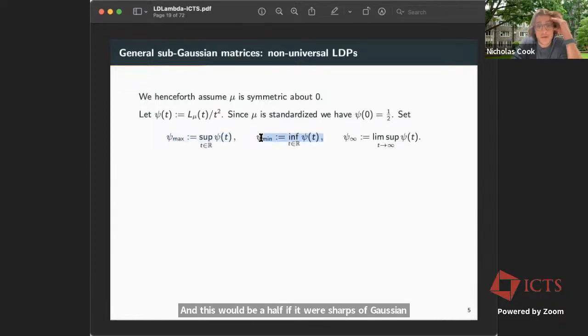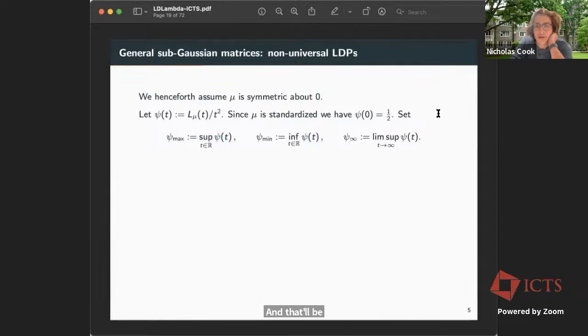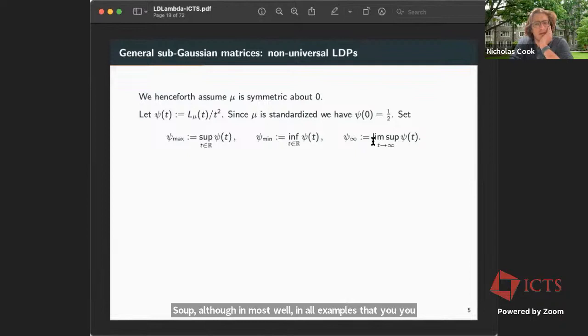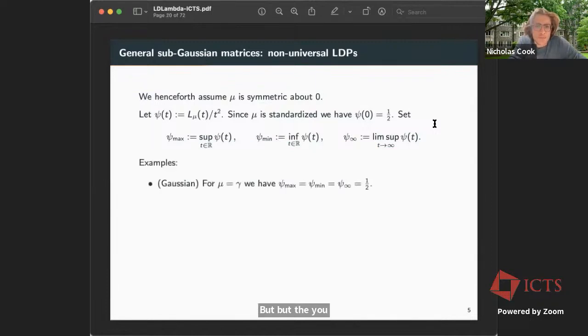For some distributions, the infimum of this function is positive, and for some it's zero, and that'll be important. And then we write psi infinity for the lim sup. Although in all examples that you can write down, it's hard to work out examples where the limit itself doesn't exist, but you can construct examples. So for instance, for the Gaussian measure gamma, all of these parameters are 1/2 because psi is just a constant 1/2.